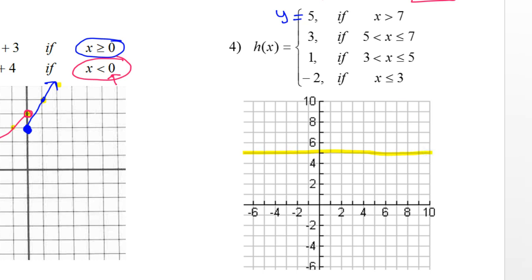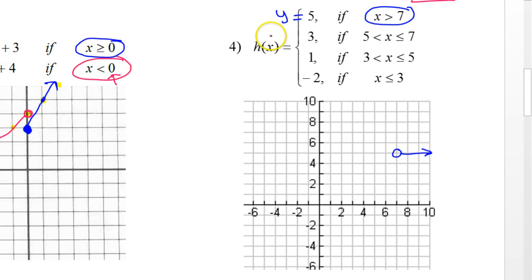All right, now we don't want the whole line y equals 5. We just want the part where the x values are greater than 7. So we'll put an open circle at 7, and it's because there's no equal to sign, so open circle, and greater than is to the right. Okay, so that's what the top piece should look like. Let's keep going.